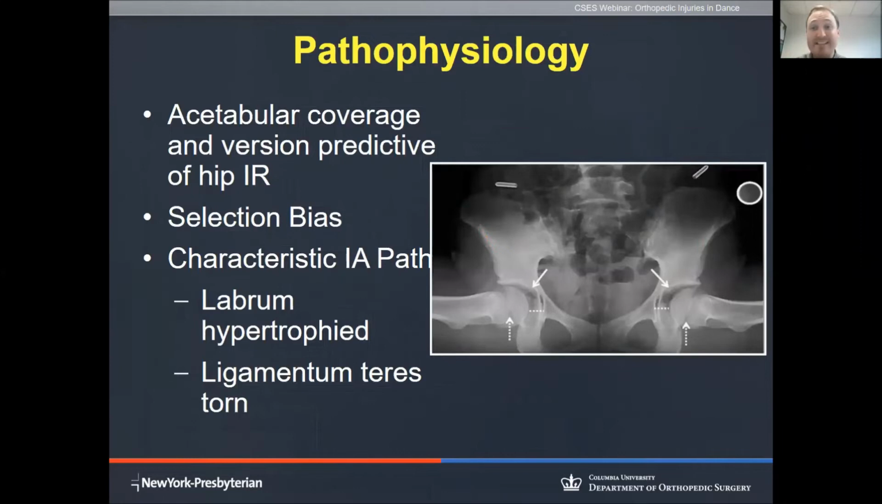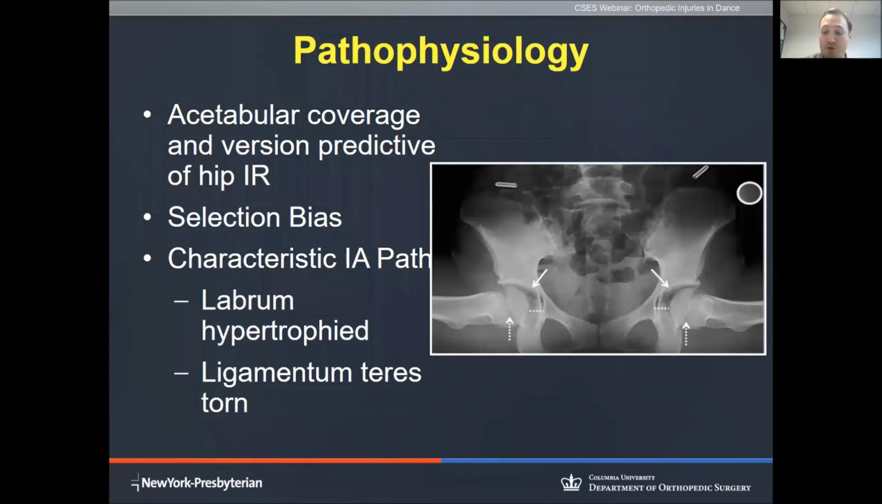And in these particular athletes, they'll have some characteristic intra-articular pathology. Their labrum are going to be much bigger. They're going to be more hypertrophied as a result of needing to make up for that lack of bone that's present off the acetabulum. In addition, because of their hypermotion, there's going to be more stress on the ligamentum teres as well.